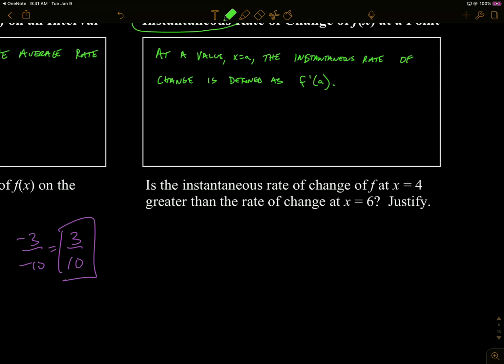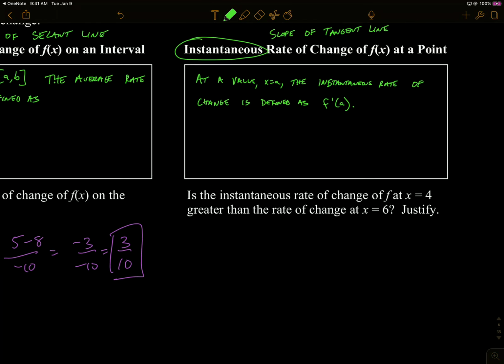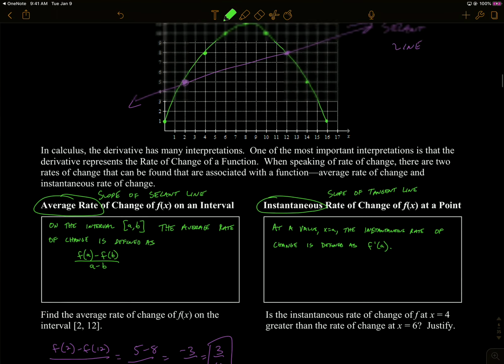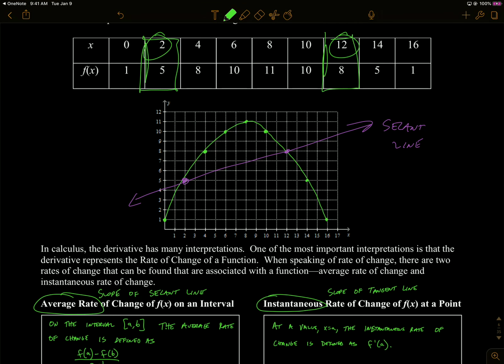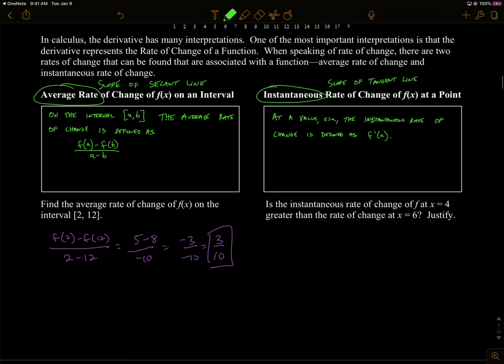So what we're going to do is just compare: is the instantaneous rate of change at 4 greater than the rate of change at x equals 6? We're just going to kind of compare those two rates of change. So if I draw at x equals 4, the instantaneous rate of change, yeah, at 4 versus at 6.